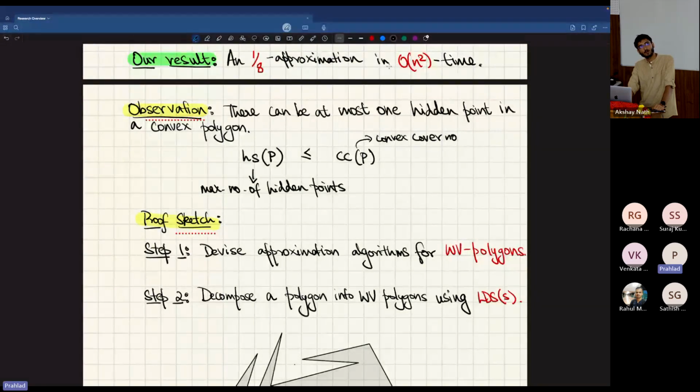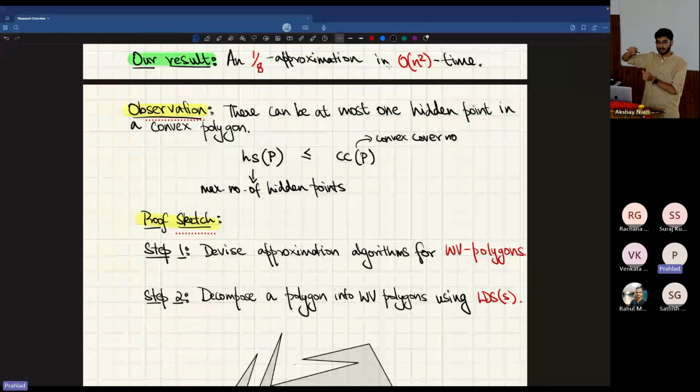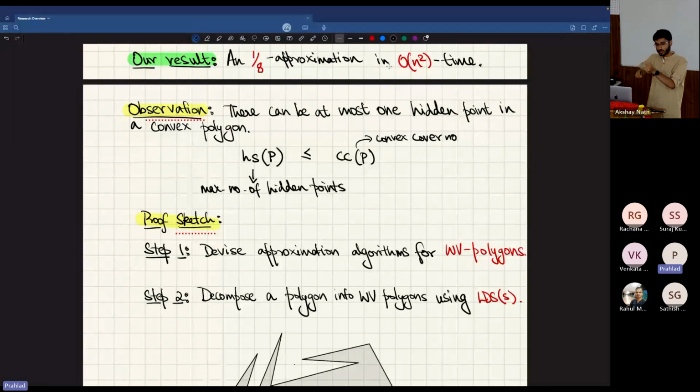I would think that this is the dual. The minimum number of convex pieces in a convex cover is the dual, because you want to ensure that no two points see each other, which is the same as saying have a polygon where every two points see each other, which I believe implies that it's convex. If you have a set where every two points see each other, then that set is convex.